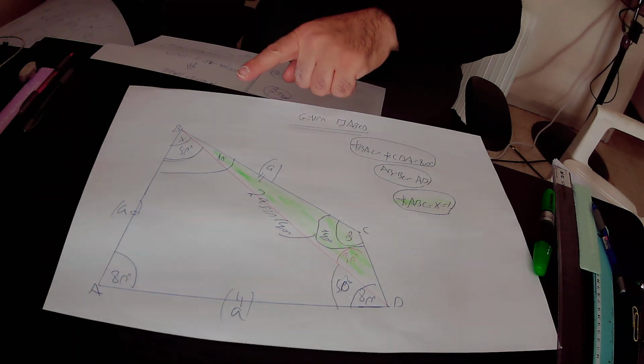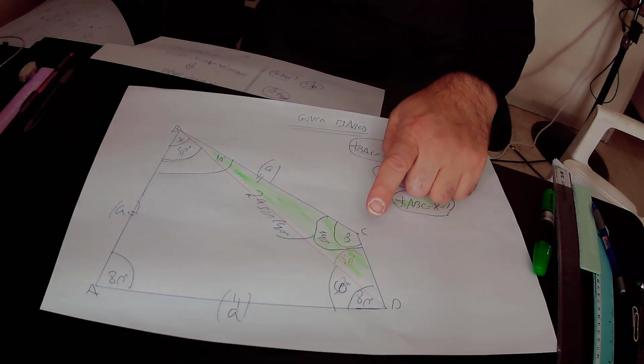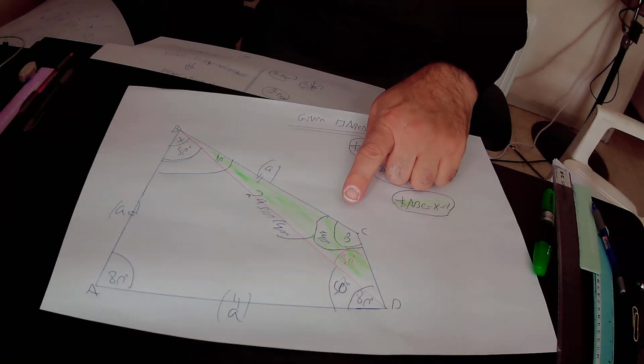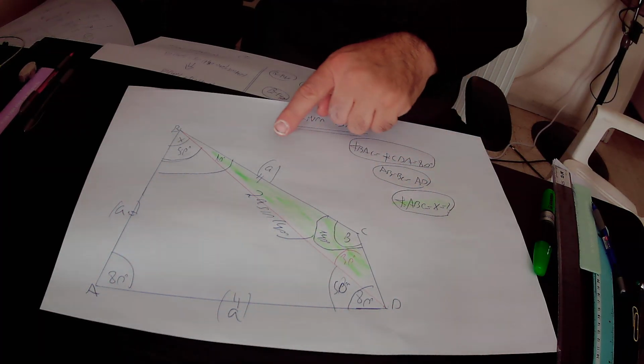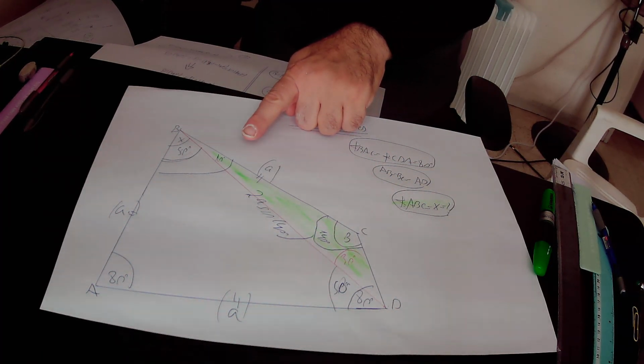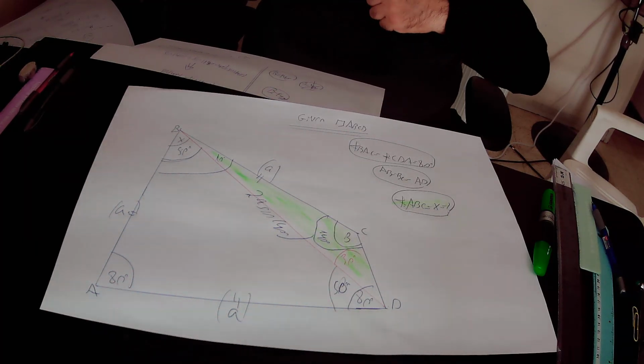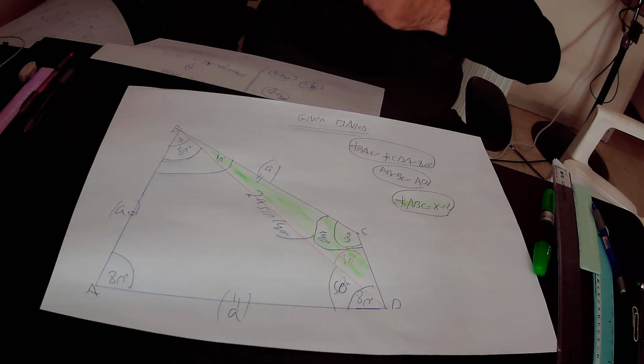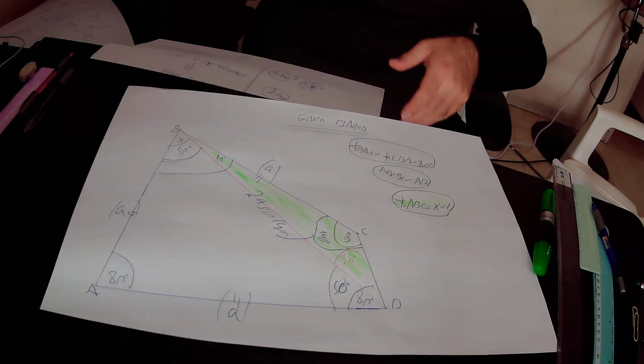In the green triangle BCD, 30 degrees plus 140 degrees is 170 degrees. So 170 degrees plus the size of this third angle must be equal to 180 degrees, according to the rule that the sum of the angles in a triangle is equal to 180 degrees.